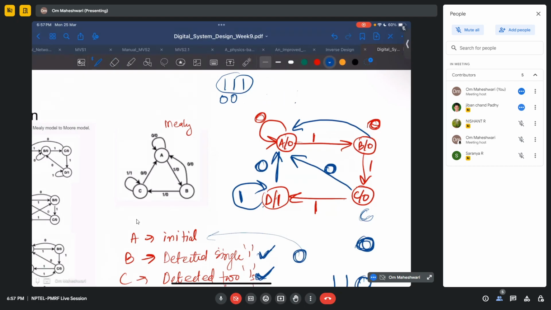If your state is after this 1 1 0, or like this, 1 1 0. Okay, so you have detected here 1, here will be 1, here will be 1, then it will be 0 again.